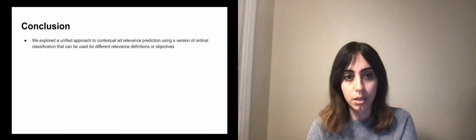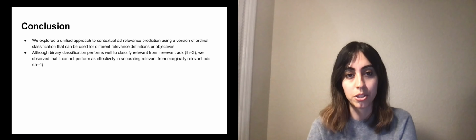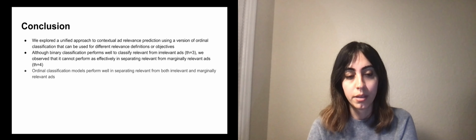As a conclusion, we explored a unified approach to ad relevance prediction using ordinal classification models. Binary classification performs well to classify relevant from irrelevant ads. However, it didn't perform as effectively in separating relevant from marginally relevant ads. All of the ordinal classification models perform well in separating relevant from both irrelevant and marginally relevant ads.